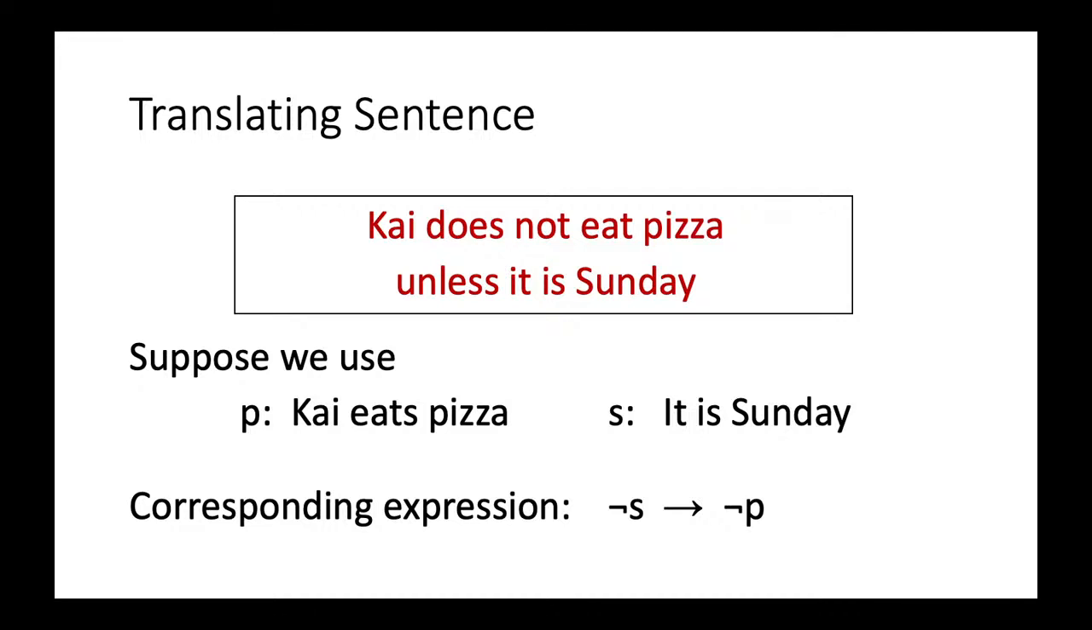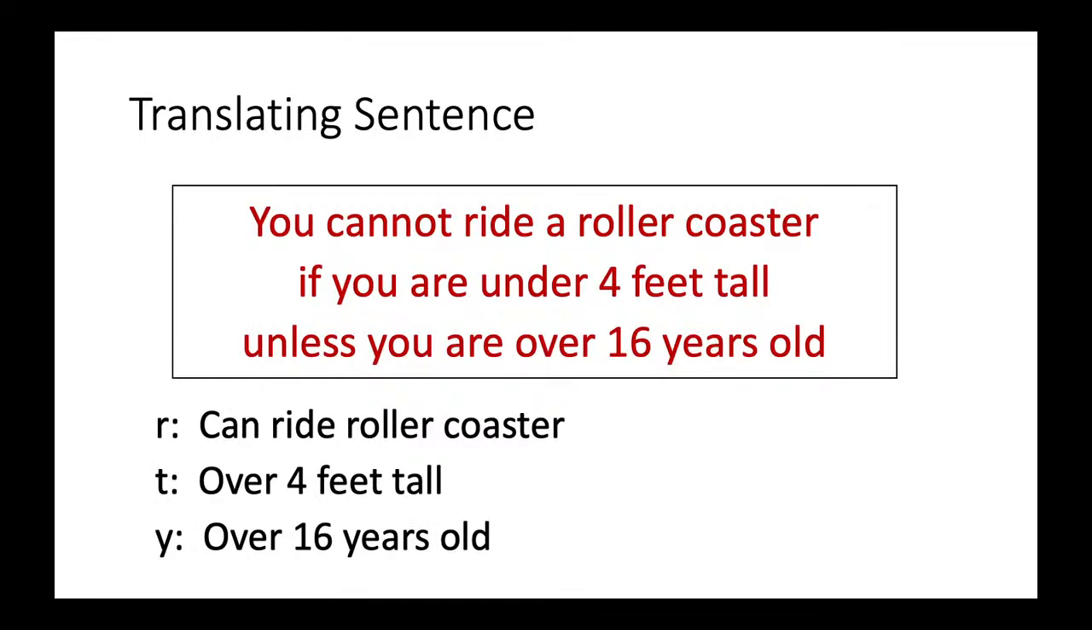The reason is that it is logically equivalent to say not S implies not P, and P implies S. So the two cases, not S implies not P, and P implies S, these two expressions are logically equivalent. So they always have the same truth value. So we can write either of them. They will be okay. Now the next one.